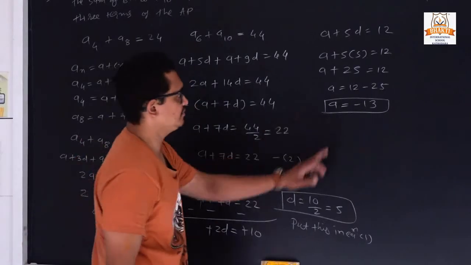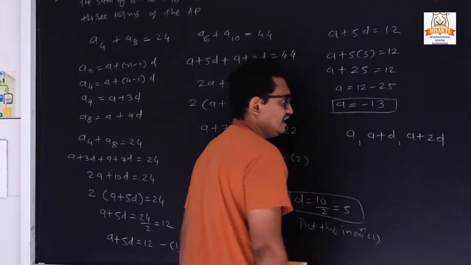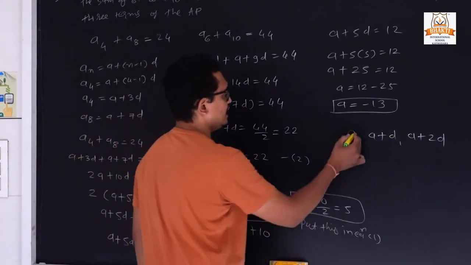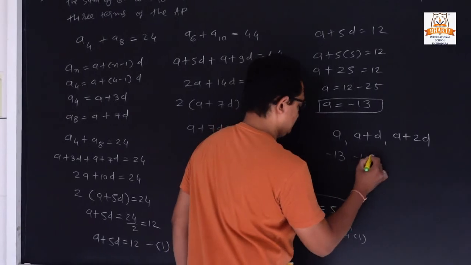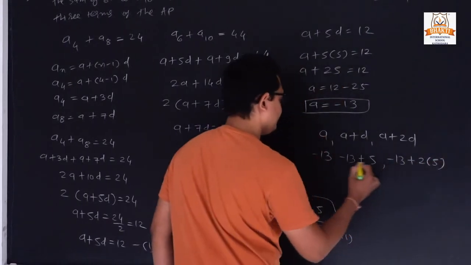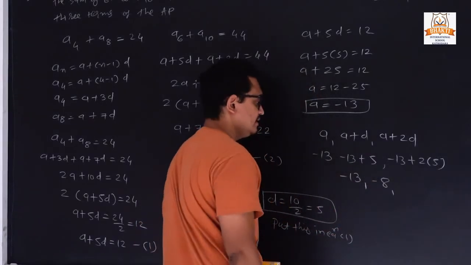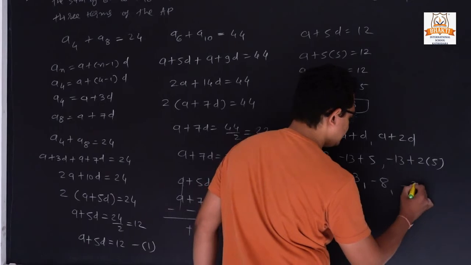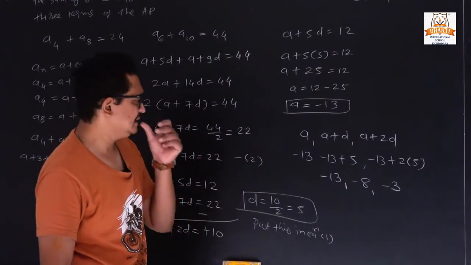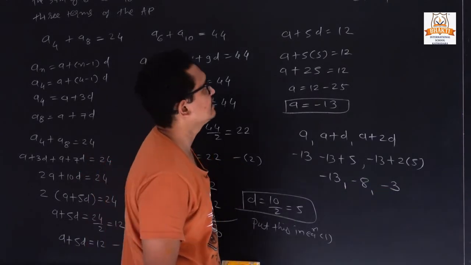So the first term is minus 13. Now how can we write the series? They are asking to find the first three terms of the arithmetic progression. So a is equal to minus 13, and minus 13 plus 5 gives minus 8, and then 5 twos are 10, so it is minus 3. So what are the first three terms of that arithmetic progression? It is minus 13, minus 8 and minus 3.